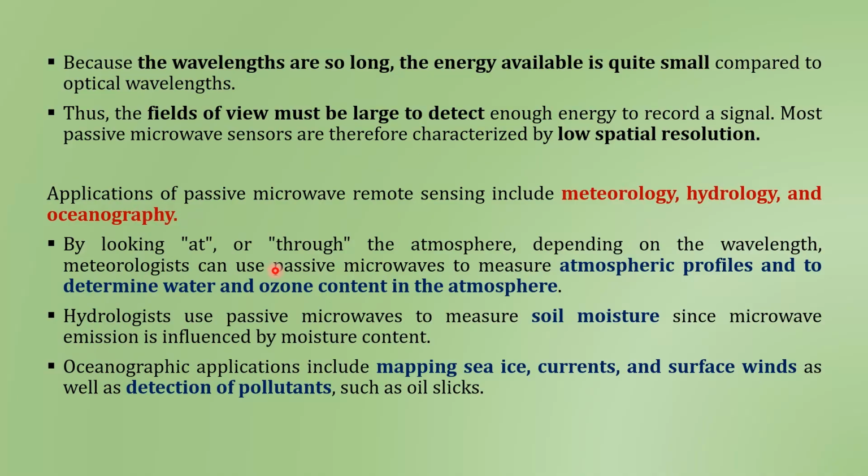Meteorologists use passive microwaves to measure the atmospheric profiles and to determine the water and ozone content in the atmosphere. Hydrologists use passive microwaves to measure soil moisture, and in oceanography, passive microwaves are used in mapping sea ice, currents, and surface winds, as well as in detection of pollutants such as oil slicks.